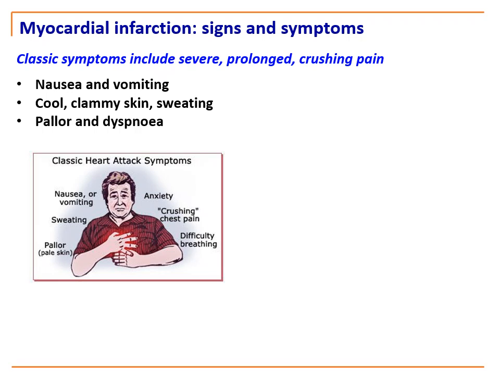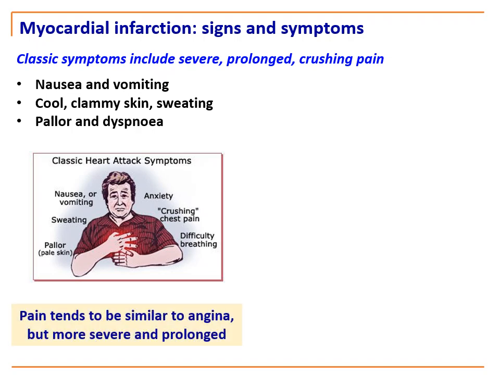A key thing is you become really anxious, and that anxiety triggers the sympathetic nervous system, which stimulates the heart to contract harder and faster, and that is not a good thing when you've had an MI. So anxiety, or stress, is a key thing to try and reduce in someone who has had an MI.